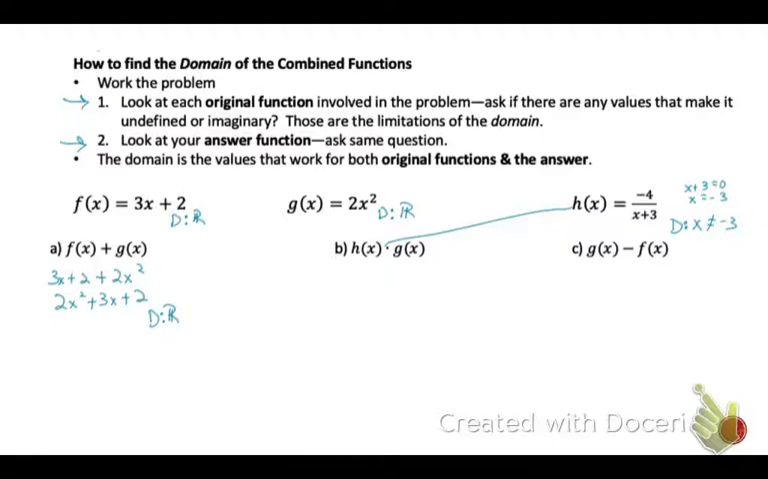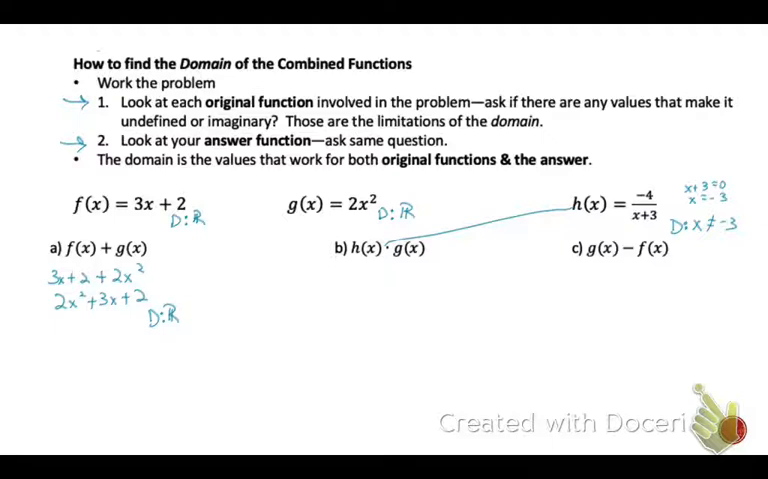And then I look at my two original functions. They did not have any domain restrictions. And then I look at my final function when I added them, 2x squared plus 3x plus 2, and there are no limitations that I need to talk about there. So the domain of this is all real numbers.